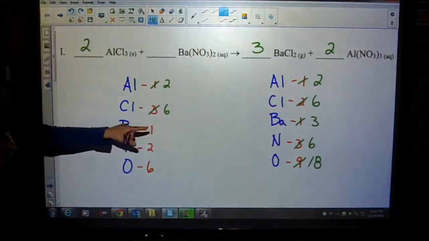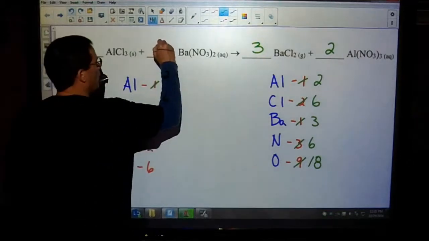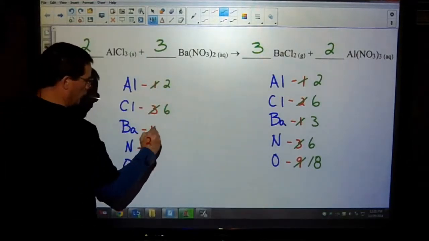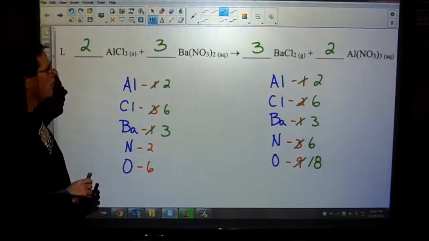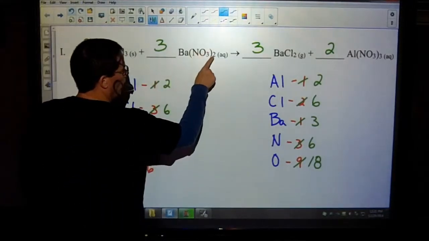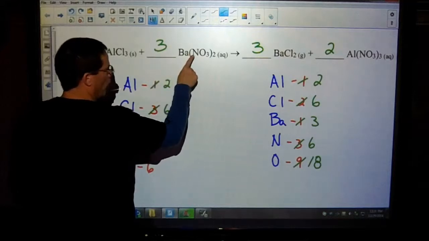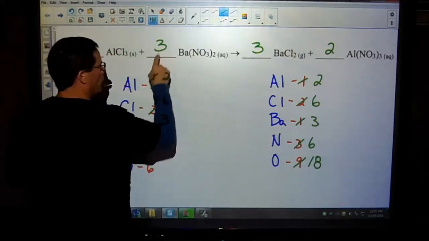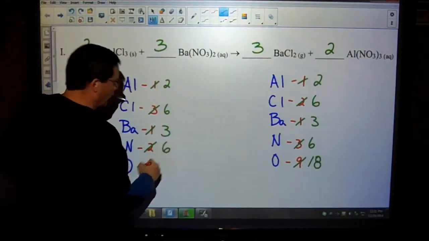So since I have a 3 here, I need a 3 for my barium. So I'm going to put a 3 there. That gives me 3 barium. Now let's look at our nitrogen, since that affects that as well. So we have 1 times 2 times 3. So 1 times 2 is 2. 2 times 3 is 6. So I have 6 of those.